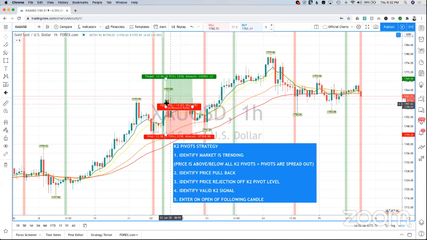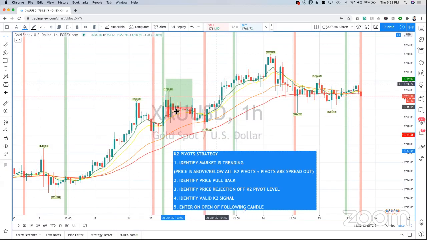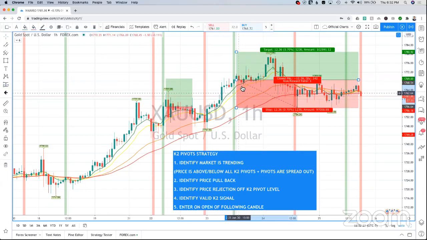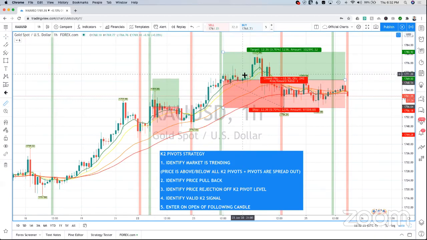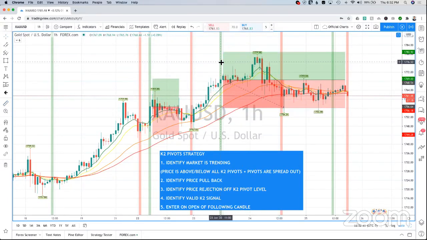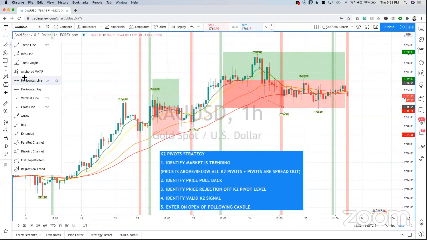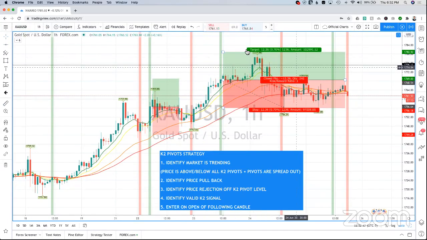Again, right here, price came up, came down, same requirements. Price was trending up. There's a pullback right here, rejection off the K2 pivot, level 3, valid K2 buy signal right here, enter a buy, and then you probably would have exited at TP1. Right here it's close to full TP for 124 pips. But you would have exited at halfway, or once it reached halfway, like 600 pips or something, you had a huge opportunity here to move your stop loss.